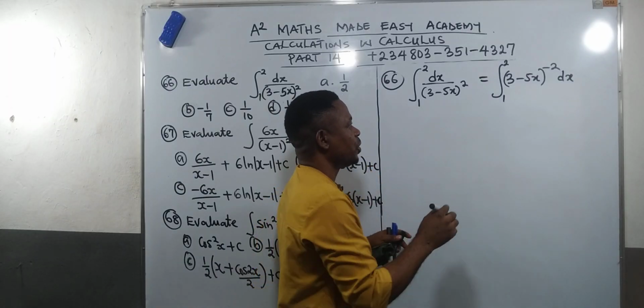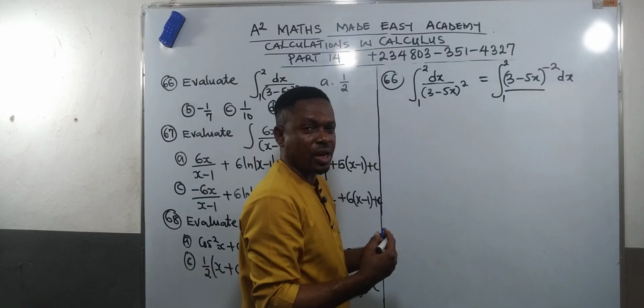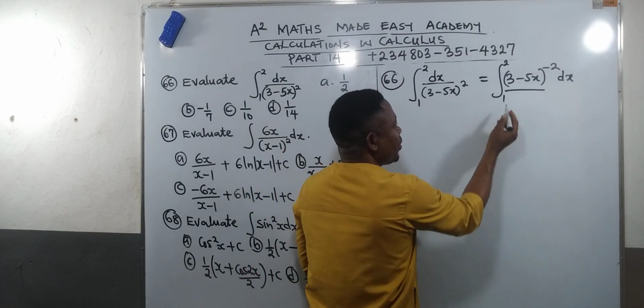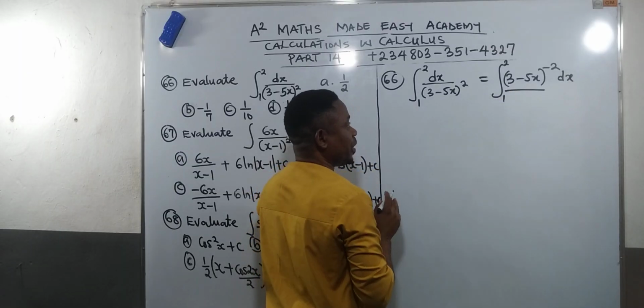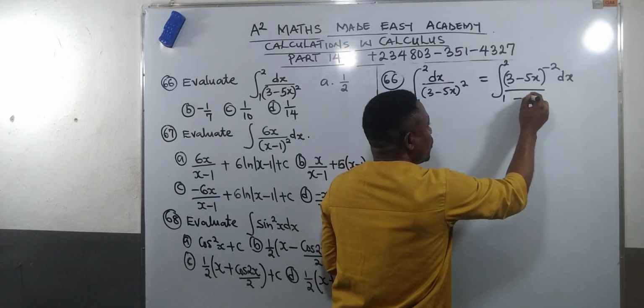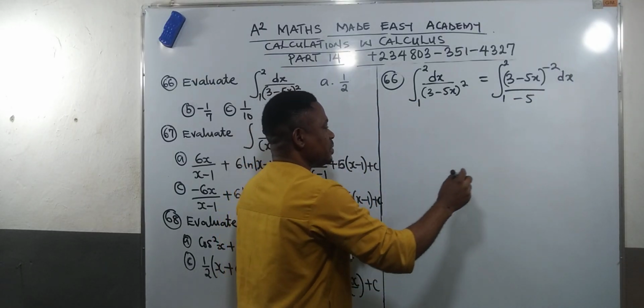So what do we do? All you need to do is introduce this as over. I'm using the shortcut now. Then differentiate 3 minus 5x. If you are differentiating 3, it's already 0. Then if you differentiate minus 5x, it will give you minus 5. That's the first thing you introduce here. How is it minus 5?